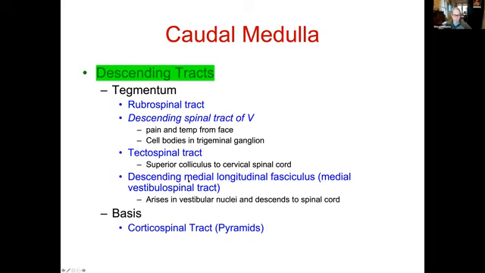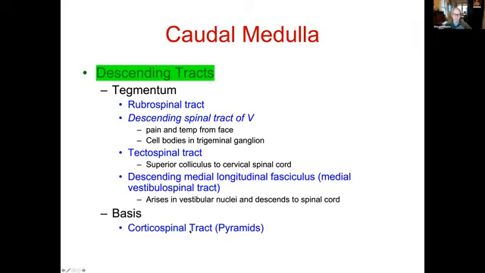And then there's a tract here that we refer to as the descending medial longitudinal fasciculus. It runs right down the medial aspect of the brainstem. Another name for this, though, is a tract that we learned already when we did descending motor systems. It's the medial vestibulospinal tract. So this is a tract that is going to arise from vestibular nuclei at that pontomedullary junction, and it will descend through the medulla all the way down into the spinal cord, again, to control truncal musculature, okay?